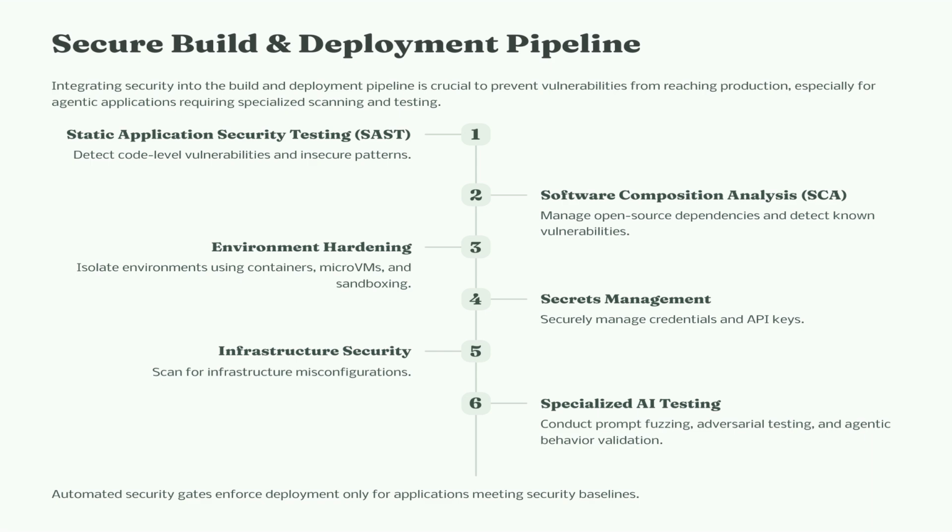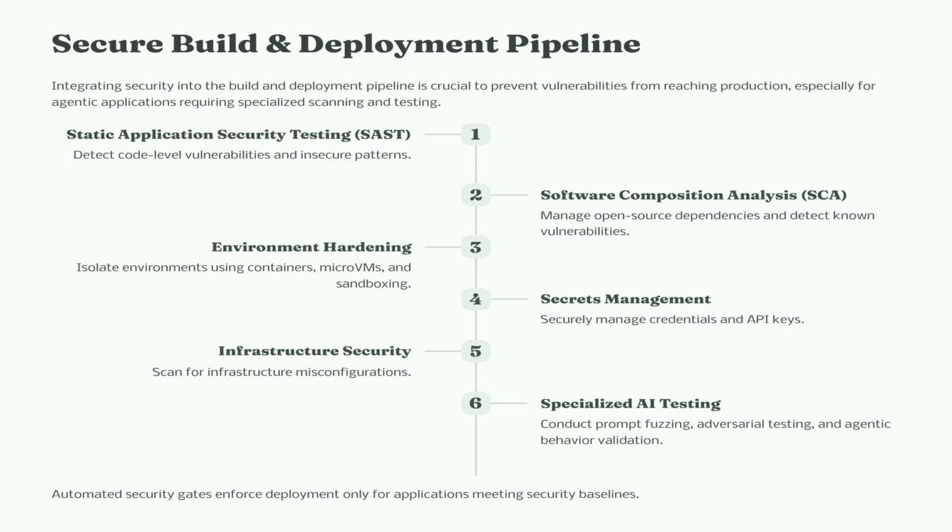First, we employ static application security testing to identify code-level vulnerabilities and insecure patterns right from the start. Next, we turn our attention to managing open-source dependencies, ensuring we detect and address known vulnerabilities early in the process. Environment hardening is equally important, where we isolate environments using containers and sandboxing techniques to minimize risk. We also emphasize the secure management of credentials and API keys along with scanning for any infrastructure misconfigurations.